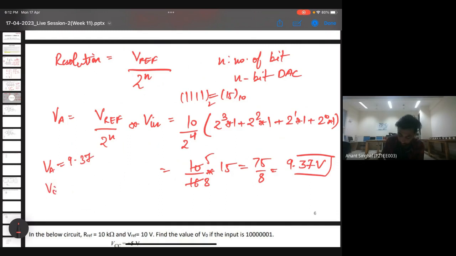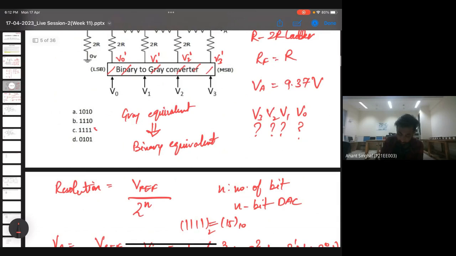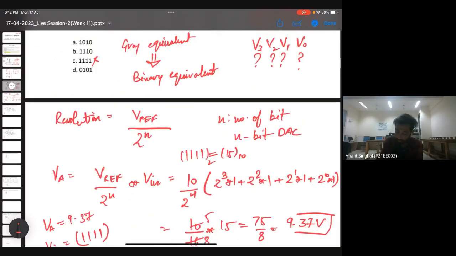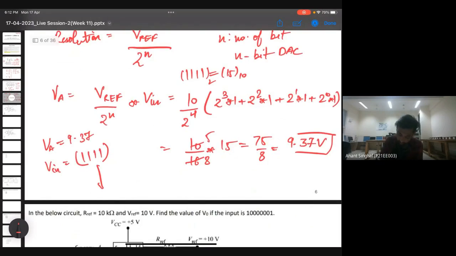So we have the input voltage as 1111. We will not write the answer as that because we know that there is a binary to gray converter attached to it. So we need to convert it into its binary equivalent. So this is the gray code. For this, what we'll do is convert it. We know that this bit will remain same. Then this bit will get XORed by this bit, so it will be 0. Then this will get XORed by this, so this will be 1. Then this will be XORed by the last one, so this will be 0. So this is the binary equivalent.